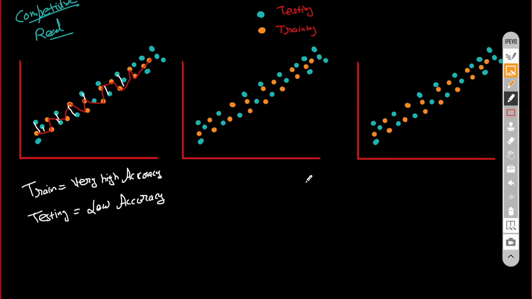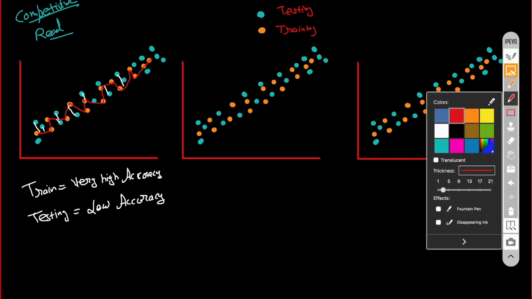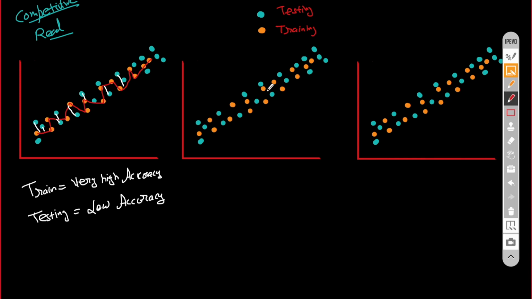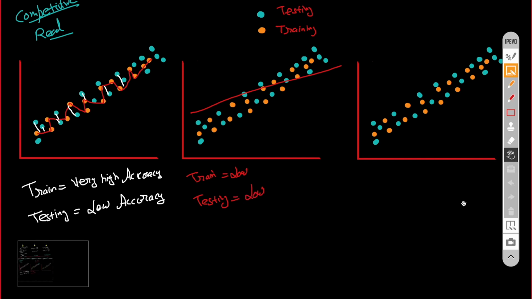The second kind of people are completely out of the track. This is your training data and they are not at all aligned with the training data at all. So in training the accuracy is low, and in testing also the accuracy is very low.